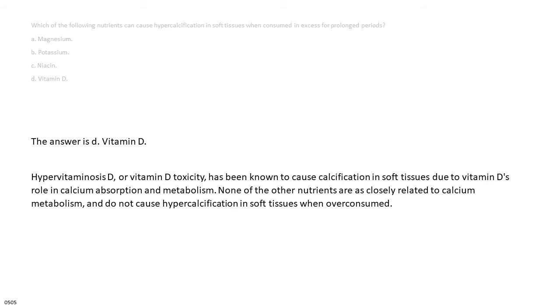The answer is D. Vitamin D. Hypervitaminosis D, or vitamin D toxicity, has been known to cause calcification in soft tissues due to vitamin D's role in calcium absorption and metabolism. None of the other nutrients are as closely related to calcium metabolism, and do not cause hypercalcification in soft tissues when overconsumed.